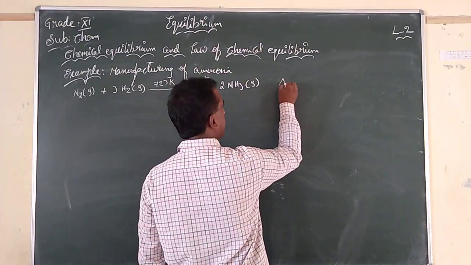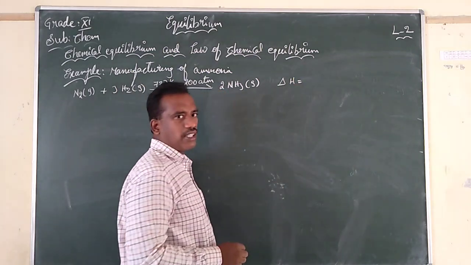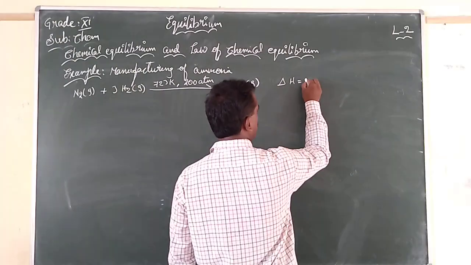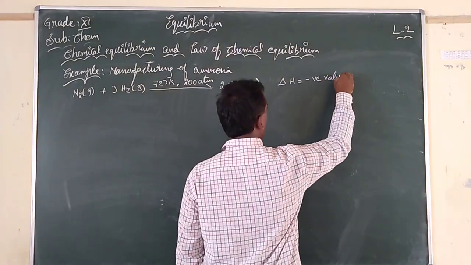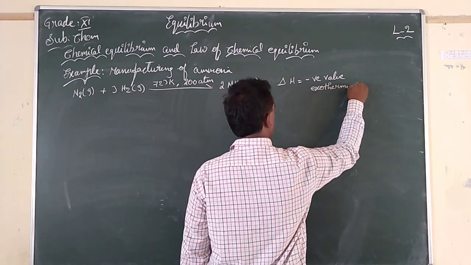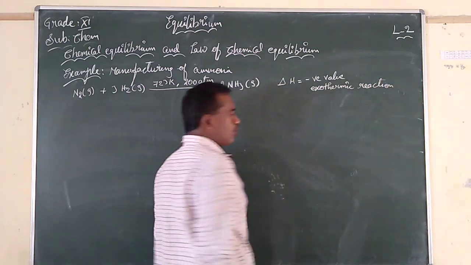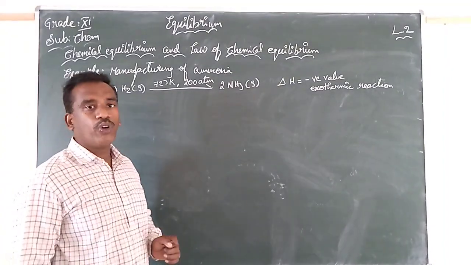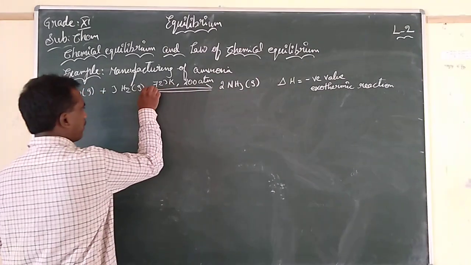But during this reaction, the change in enthalpy is generally a negative value. Negative value means it is an exothermic reaction. So generally during an exothermic reaction, if there is a larger amount of temperature, again the reactants will be formed back.